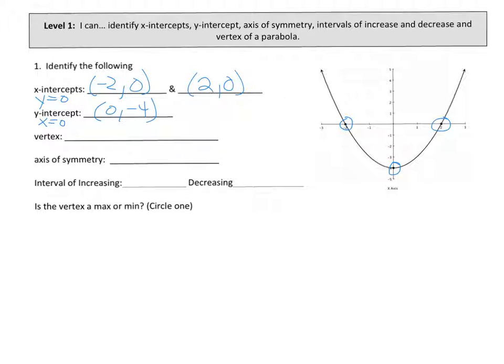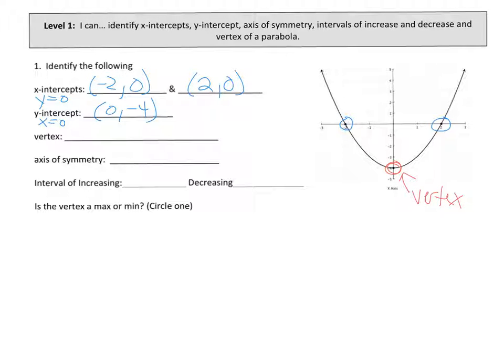The vertex of this parabola happens to also be the point where this parabola is touching the y-axis. So this point right here is also the vertex. The vertex of a parabola is either the very lowest point or the very highest point.